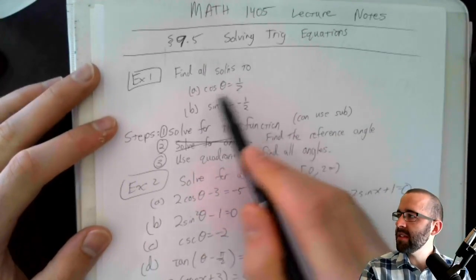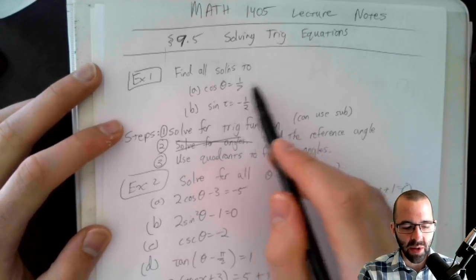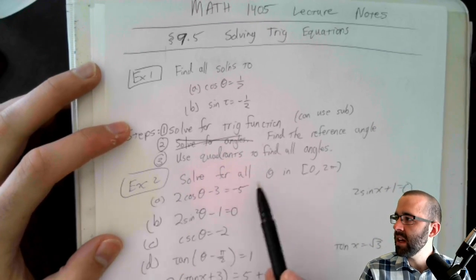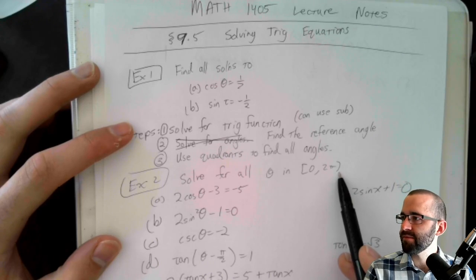So last time, we said, okay, there's infinitely many solutions to these equations. And we are going to find them all, but most of the time, we're going to do like what we did in example 2, and just solve the equations for theta in 0 to 2 pi.